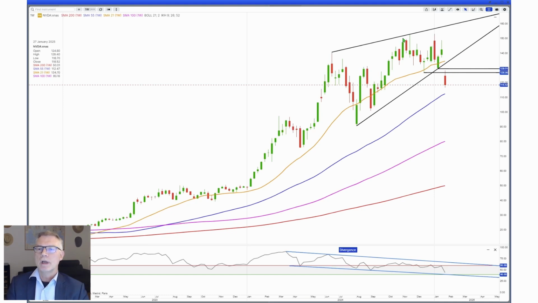But we have a lower low here than over here. So lower high, sorry, and a lower low here. So lower low, lower high, and a lower low. We have established a bearish trend.